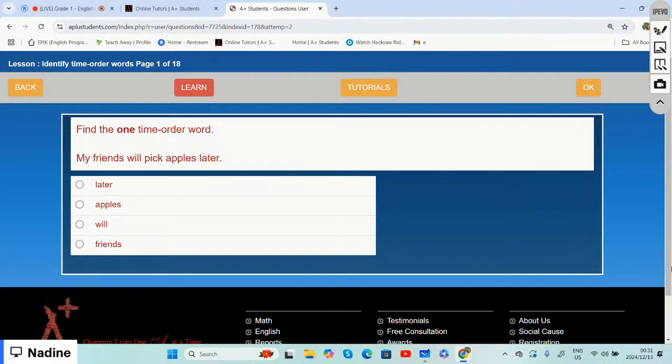It says we need to find the one time order word. My friends will pick apples later.